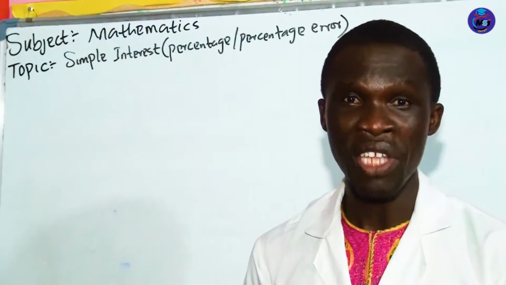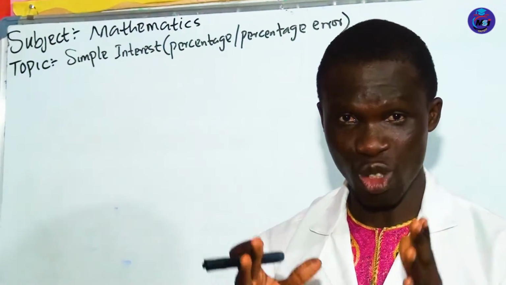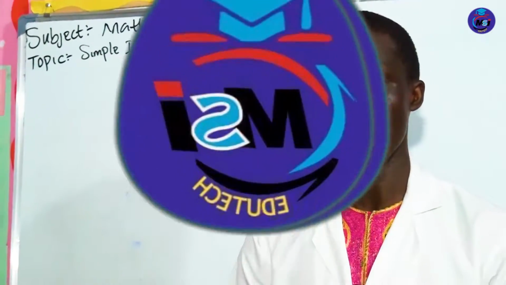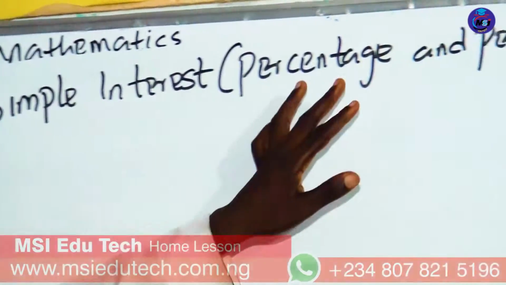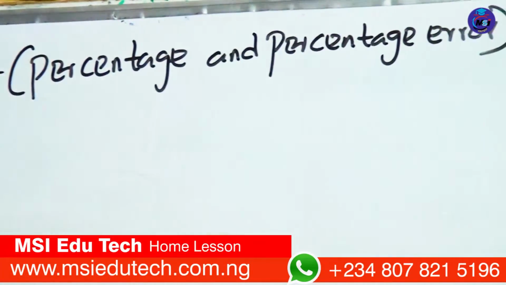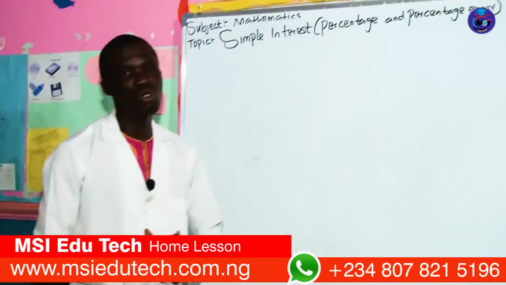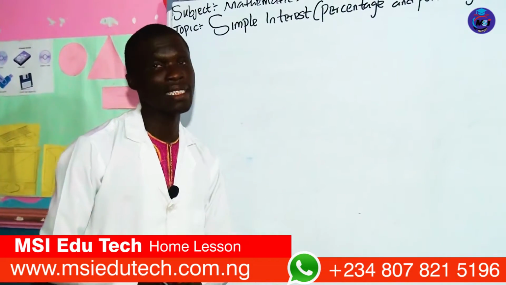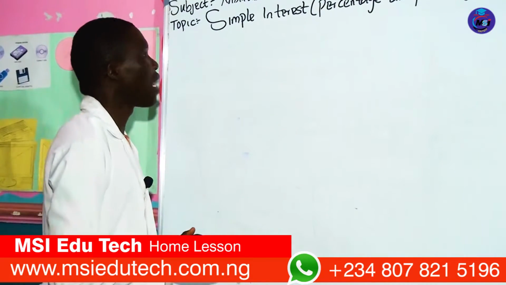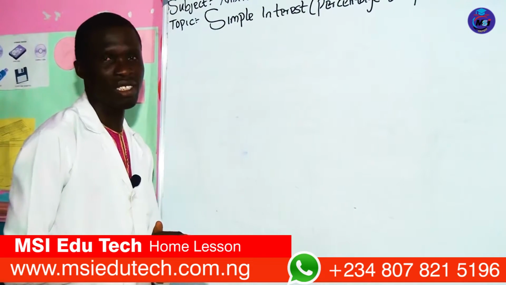Today we want to continue with simple interest, percentage, and percentage error. You can see that this topic is so loaded with a lot. We have simple interest, percentage, and percentage error. So this is what we're going to consider for today's class. Let's move on. Now let's start with simple interest.